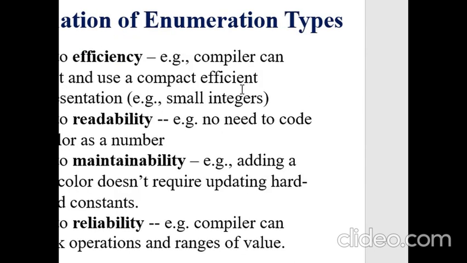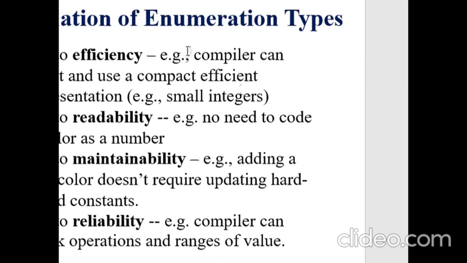The evolution of enumeration type efficiency. Now the compiler can use a compact, efficient representation. Readability: example, no need to code a color as a number. Maintainability: example, adding a color does not require updating hard-coded constants. Reliability: a compiler can check the operation range of values.